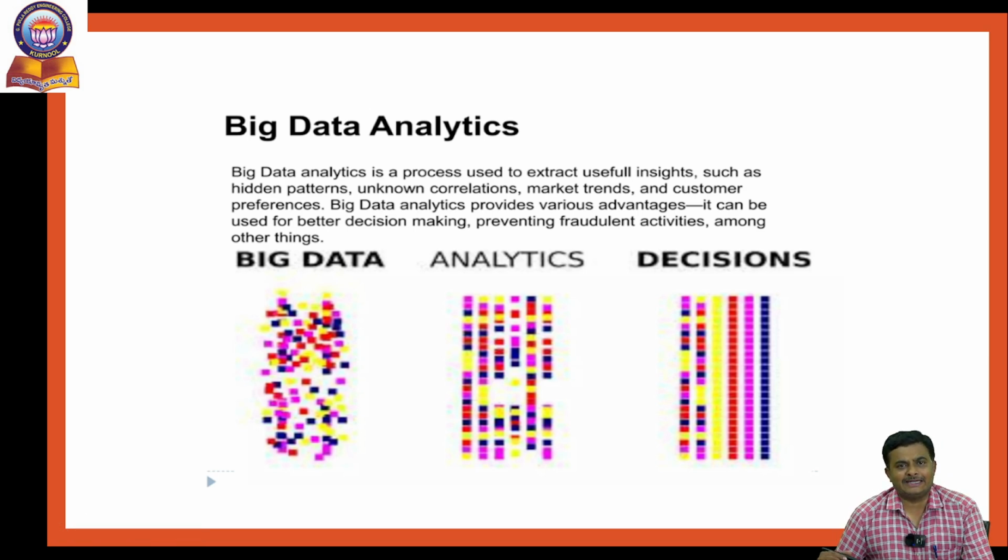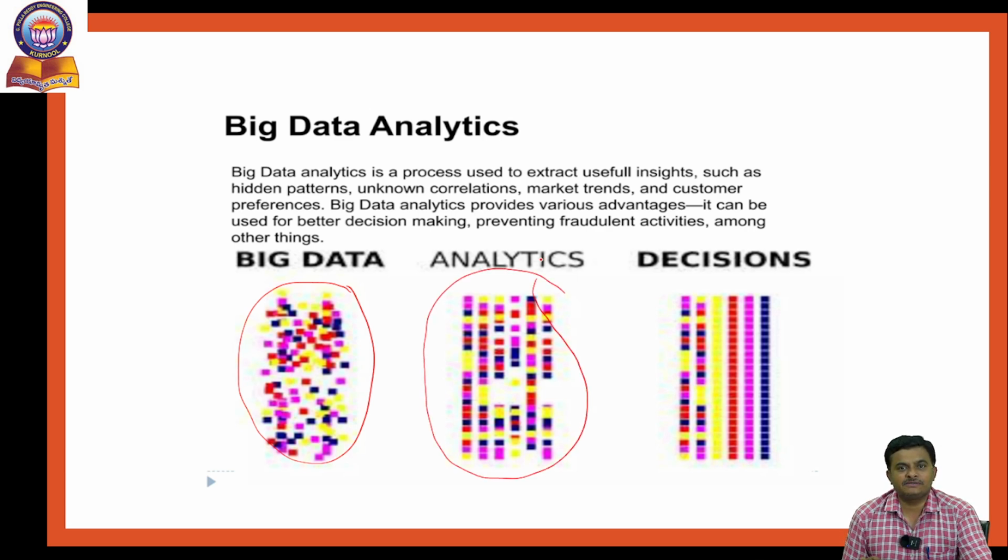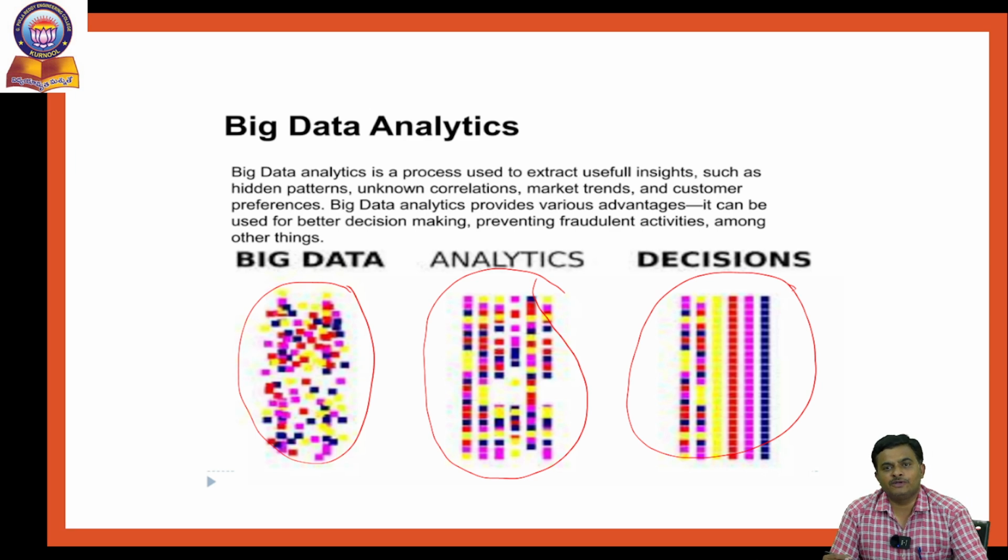Now, big data analytics. Whenever we hear the term big data, it is associated with the term analytics. Big data analytics is a process used to extract useful insights such as hidden patterns, unknown correlations, market trends, and customer preferences. It provides various advantages: it can be used for better decision making, preventing fraudulent activities, among other things. So this is scattered data, and based on that scattered data, we can retrieve analytics information, which helps us in making useful decisions. So big data's main application is effective business.